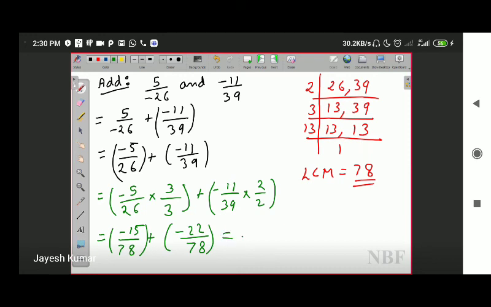We have common denominator, that is 78. We put the numerators as they were. So this will be 78 upon minus 15 and minus 22. Both the terms are negative. That means we have to add the terms. If sign of two or more terms are same, then we perform addition. If their signs are different, then we perform subtraction. Since the sign of both the terms is negative, we perform addition. Answer will be minus 37 upon 78.